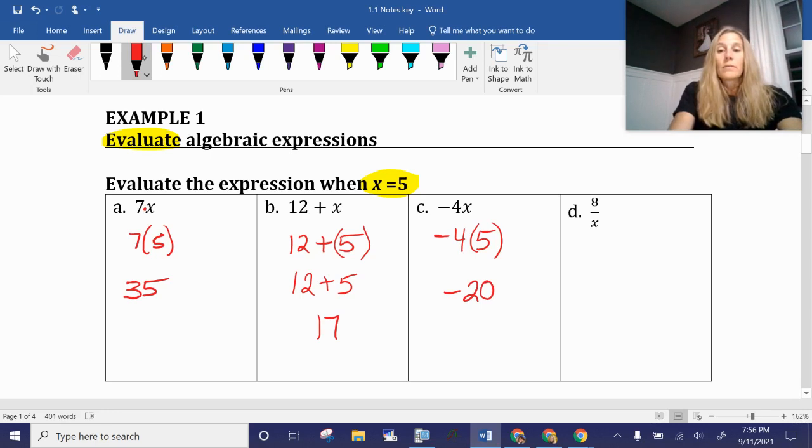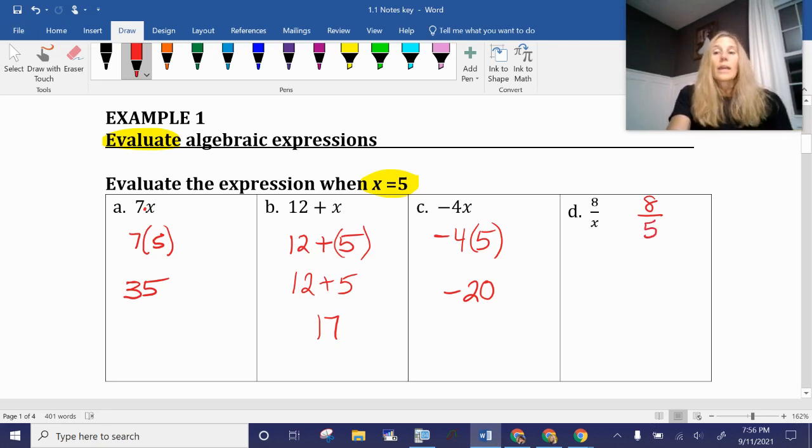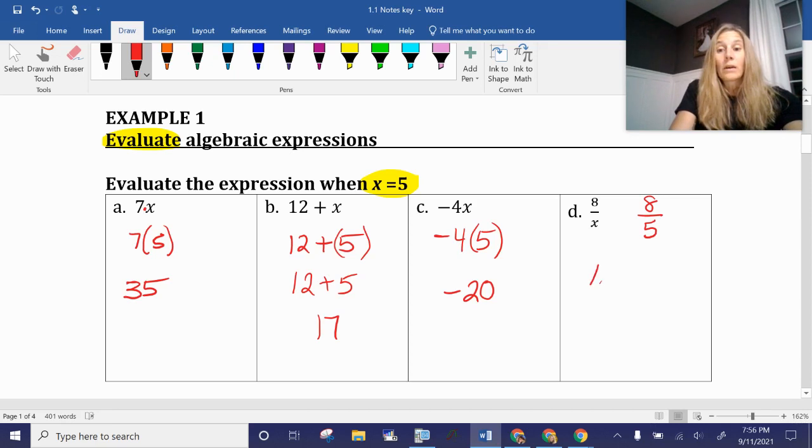Example D, we have an 8 on the top of that fraction, and we're substituting in the 5 on the bottom. Now in this case, the fraction bar, you might remember, also indicates division. But if you do 8 divided by 5, you would get, I believe, let's see, it's 1.6. If you left it as a fraction, that would actually also be okay.